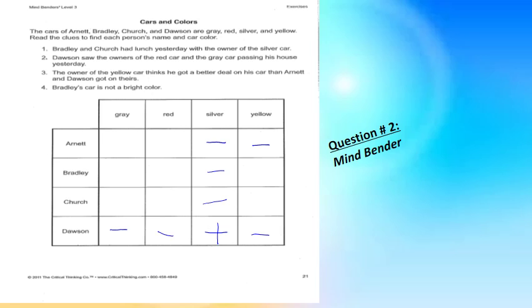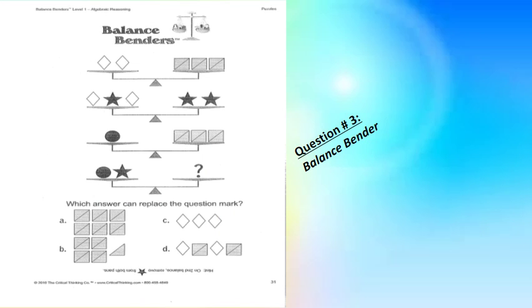Clue number 4: Bradley's car is not a bright color. So Bradley's car is not red nor yellow. So Bradley's car is gray. Then what do we conclude? Arnett is not gray. Church is not gray. Arnett is red. And Church is yellow. Church is not red. Okay?